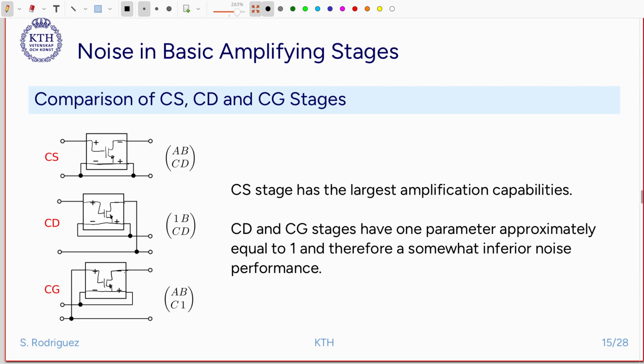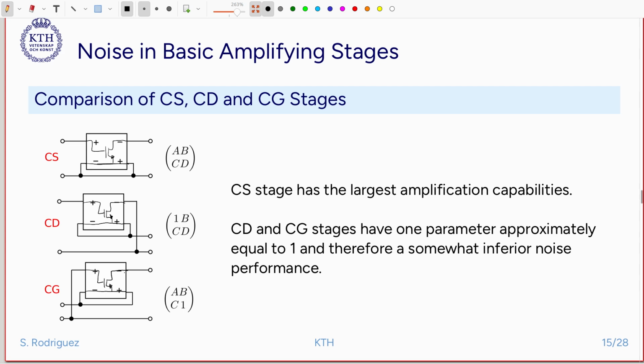So the parameters A, B, C, and D were very small for this stage. So the common source stage is the best alternative from the noise point of view, because when we refer the output noise current to the input, it has to pass through these very good amplifying parameters, and then it will result in a small input referred noise.